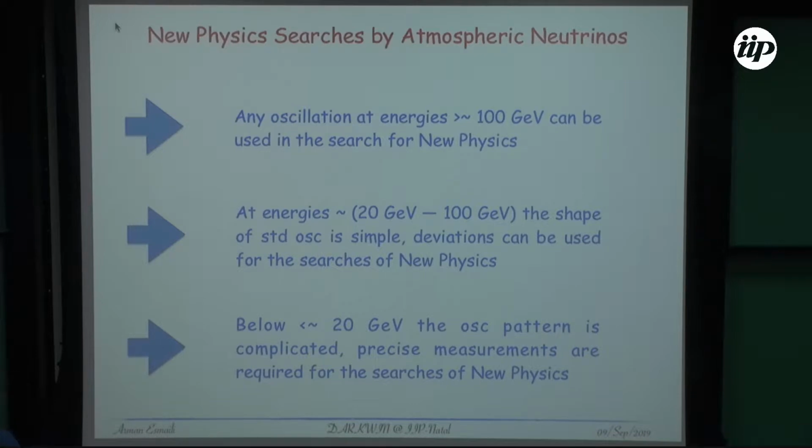Of course, you can still extend the analysis. You can look at 20 GeV to 100 GeV. In this range, I will show you the plots later, the oscillation is very clean, so there is just one peak of the oscillation. You can look at any deviation from this well-defined shape of the oscillation pattern, and then you can look again for new physics. If you go below 20 GeV, things get complicated because you have several oscillation peaks, and you really need a precision measurement if you want to look for something like new physics.